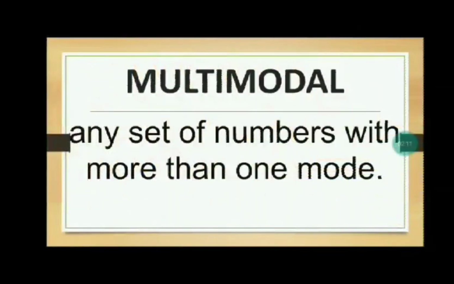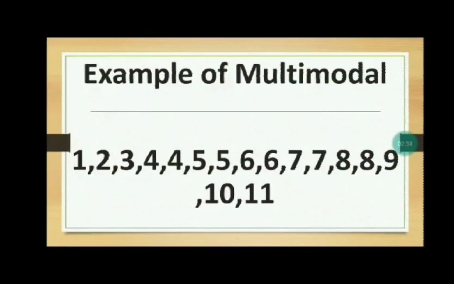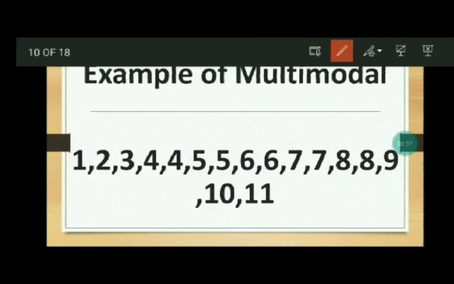The last one is multimodal. A multimodal set is a set of numbers with more than one mode. From the word multi, which means a lot, more than one. For example, in this one, as you can see, the repeating numbers are 4, 5, 6, 7, and 8. There are 5 repeating numbers there. So this is called multimodal.